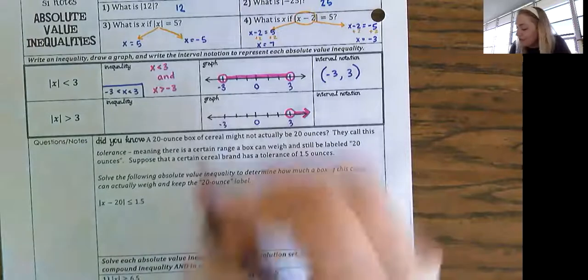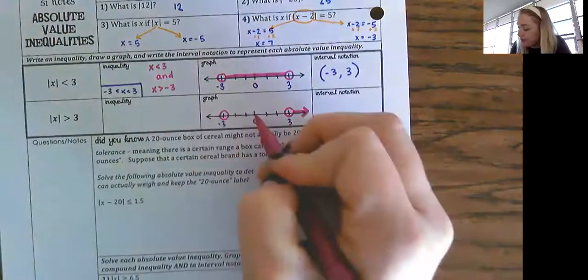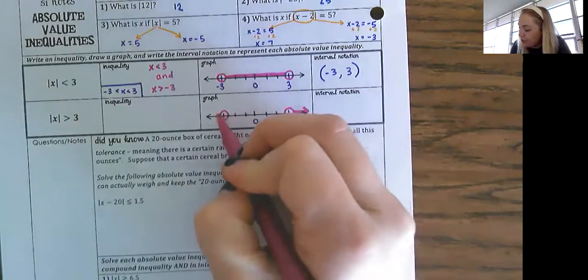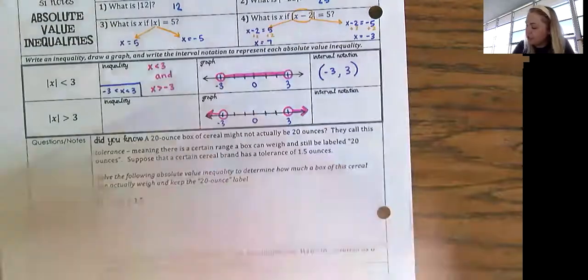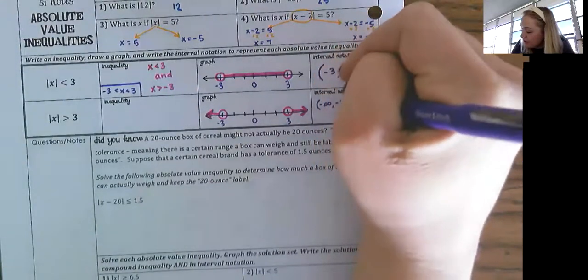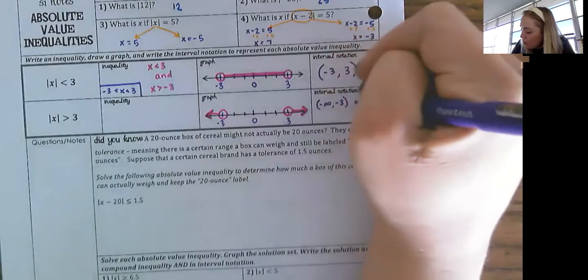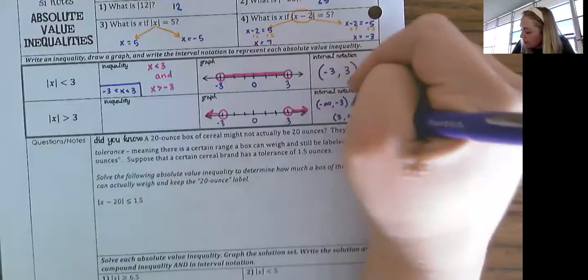Then I also have to do the same thing at -3 because it's greater than 3 spaces from 0, and that's 1, 2, 3. We'd go greater in the negative direction. My interval notation, -∞ to -3, open parenthesis, or 3 to infinity, open parenthesis.